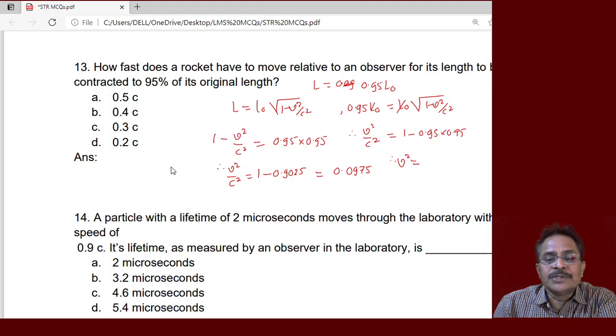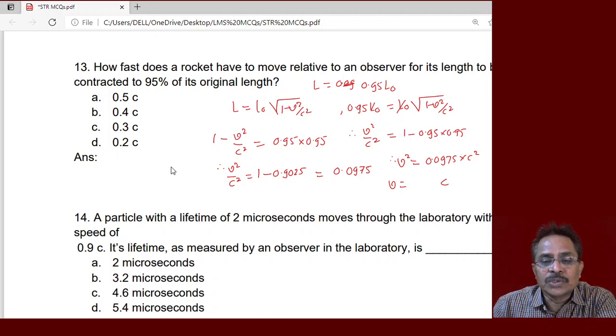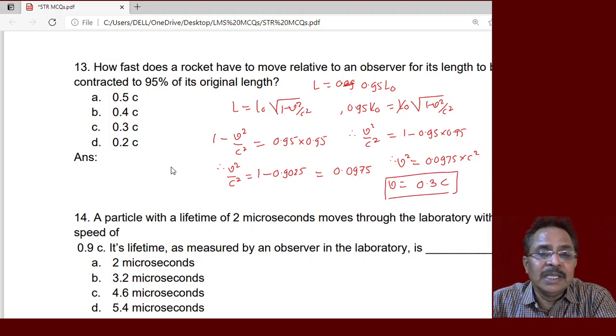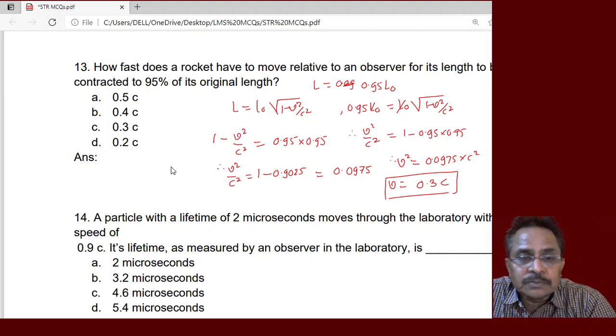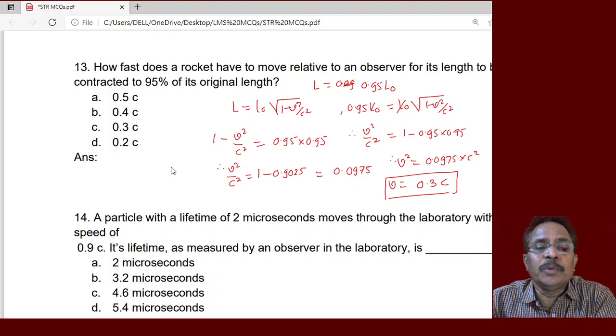Therefore V square is equal to 0.0975 into C square. Taking its square root, I'll get C, and here 0.3 into 0.3, this product comes to be 0.09. So this is close to this, and therefore it is simply 0.3 C. So the velocity of that particular rocket must be equal to 0.3 C, so that its length is found to be 95% of its original length.